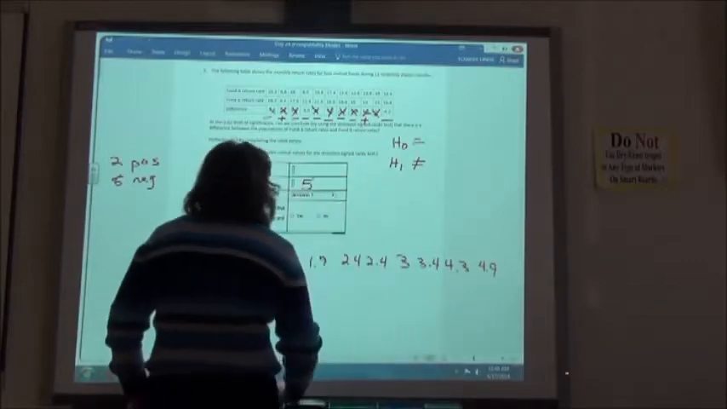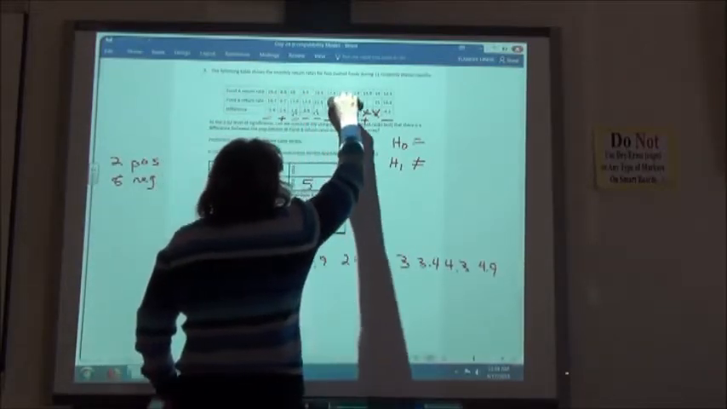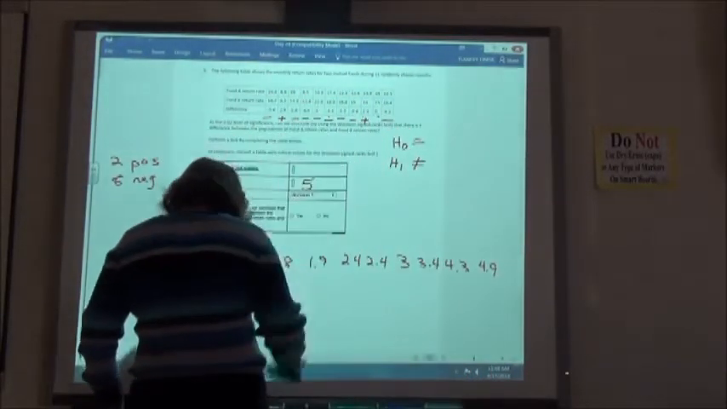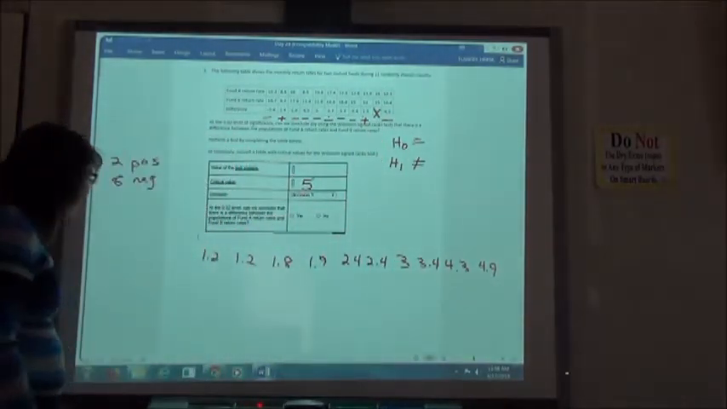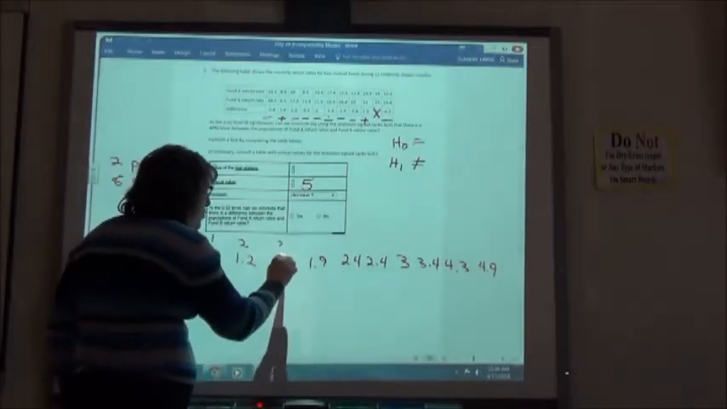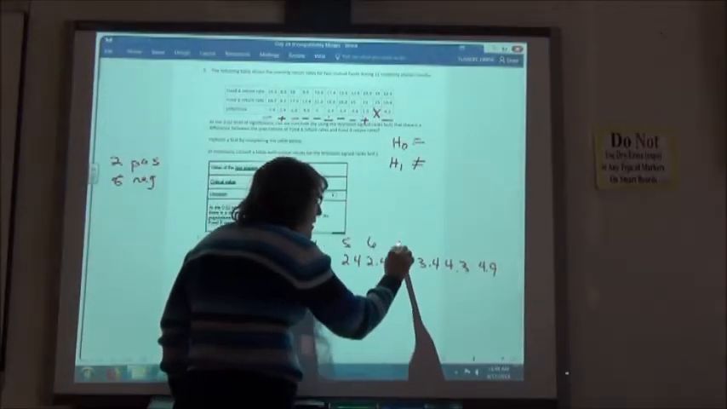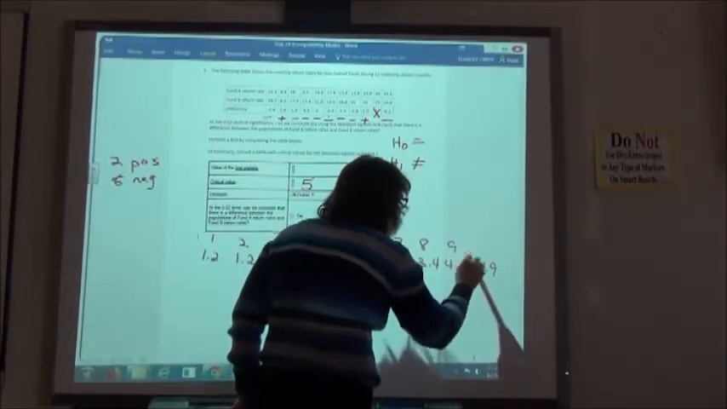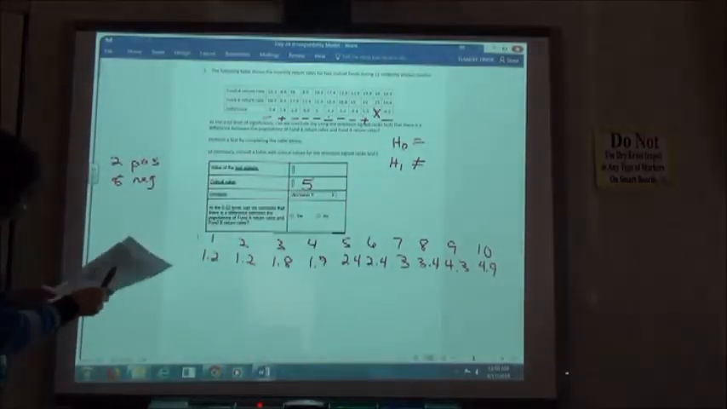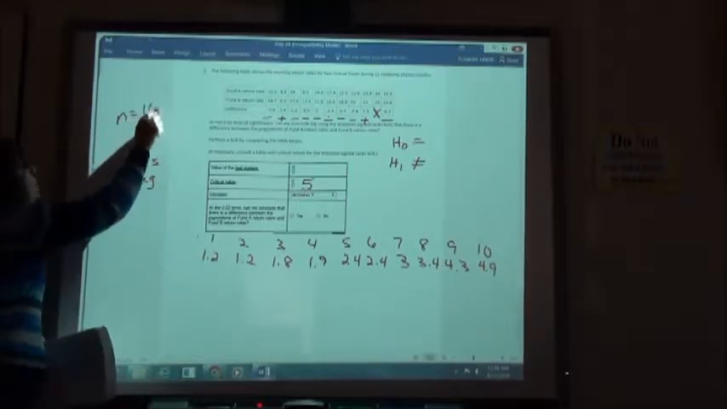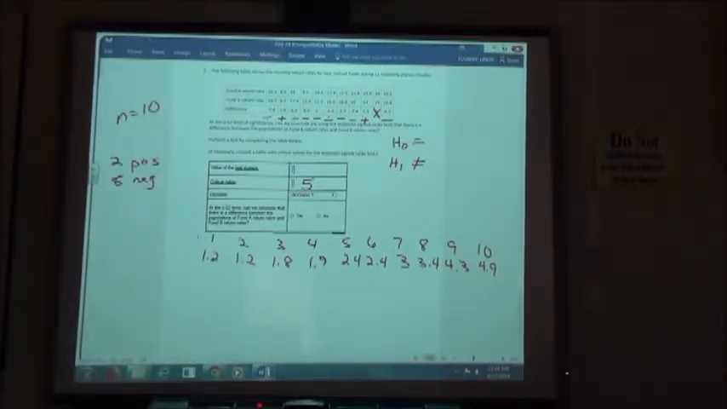I'm going to erase all my X's now that I have my numbers written down. And again, we're going to get rid of the 0. So now we're going to rank them. 1, 2, 3, 4, 5, 6, 7, 8, 9, 10. We had earlier said that when we looked up in our table, n was going to equal 10, right? We have 10 numbers on our list.